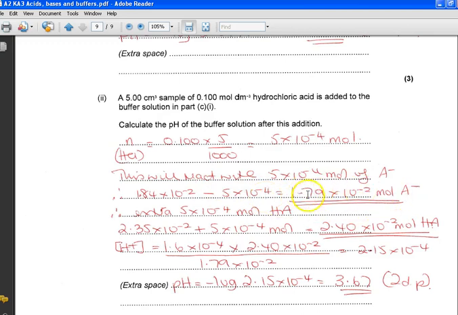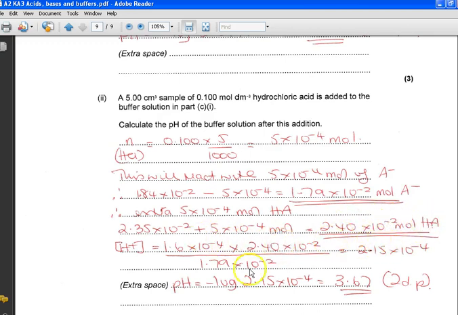So that's going to be our new concentration for our conjugate base. And on the other side of the equilibrium, we are going to add that many moles of acid to our original concentration, which was 2.35. So we're going to add the 2.35 to 5, so we're going to end up with 2.4 times 10 to the minus 2 moles of acid per dm cubed.